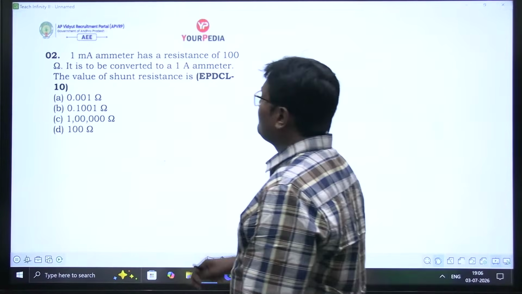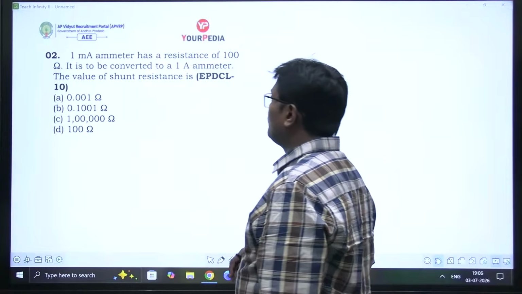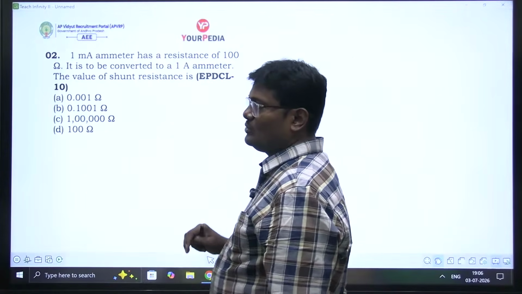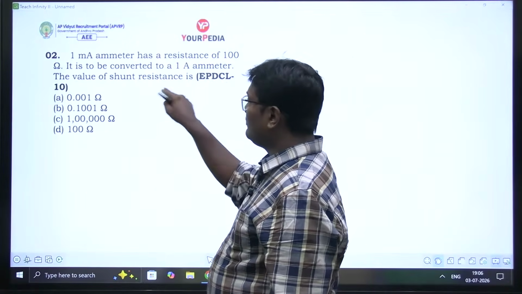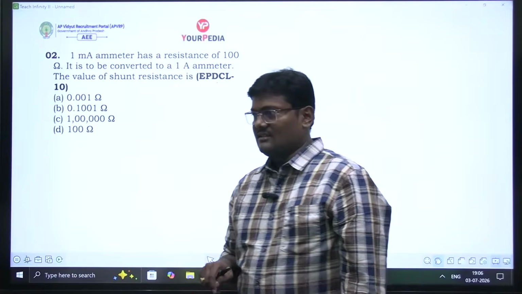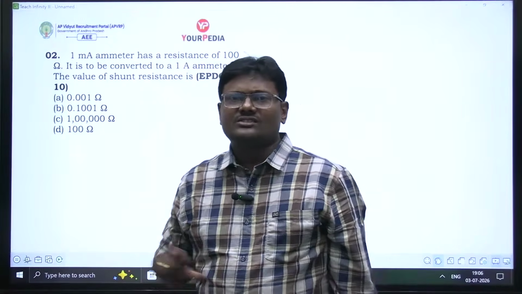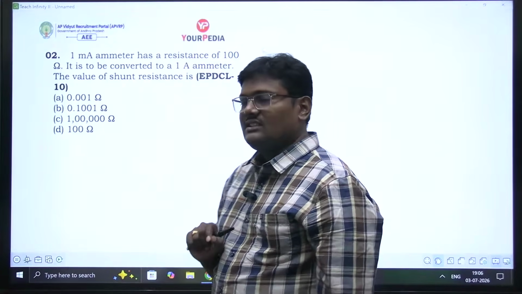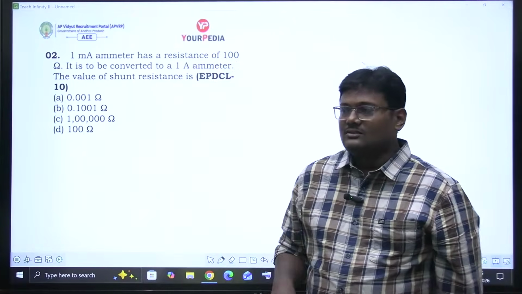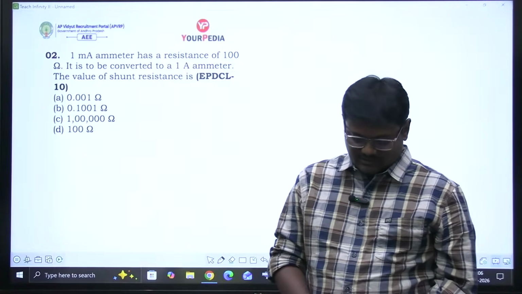A 1 milliampere ammeter has a resistance of 100 ohms. It is to be converted to a 1 ampere ammeter. The value of the shunt resistance is asked. Think, what formulas are there? Which formula is important?